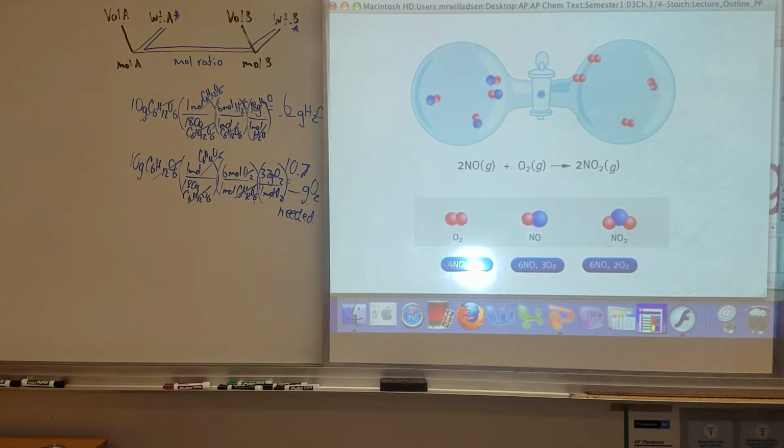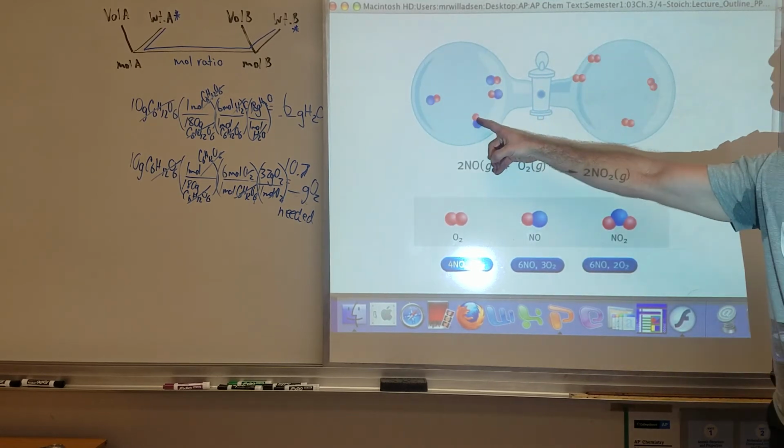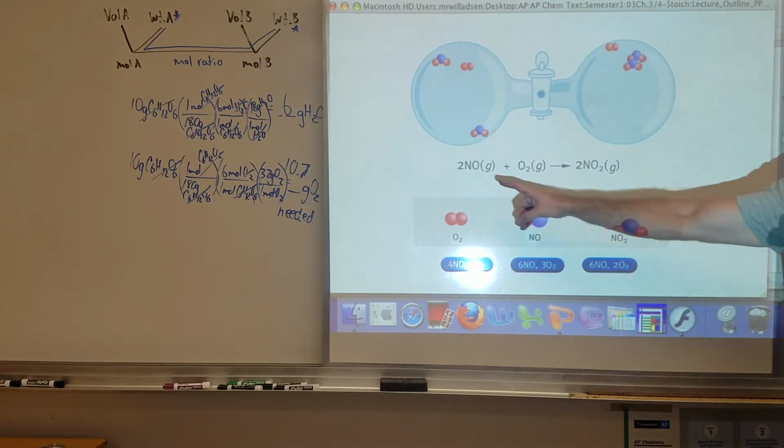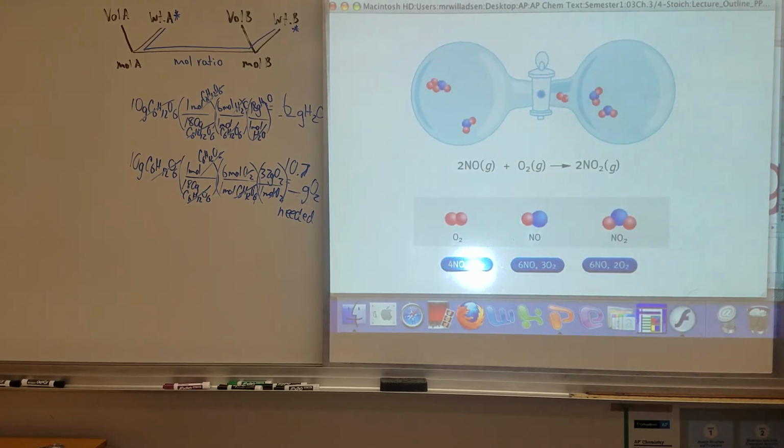Nitric oxide and oxygen gas are reacted in a 1-to-1 mole ratio. There are 4 molecules of NO and 4 molecules of O2 in the right bulb. The valve separating the bulbs is open, allowing the gases to mix. The reaction occurring is 2NO plus O2, producing 2NO2. 4 molecules of NO are reacting with 4 molecules of O2. The 4 NO molecules require only 2 O2 molecules for reaction. Note the 2-to-1 mole ratio in the balanced equation. It's a 2-to-1 ratio. Therefore, 2 O2 molecules remain after reaction.